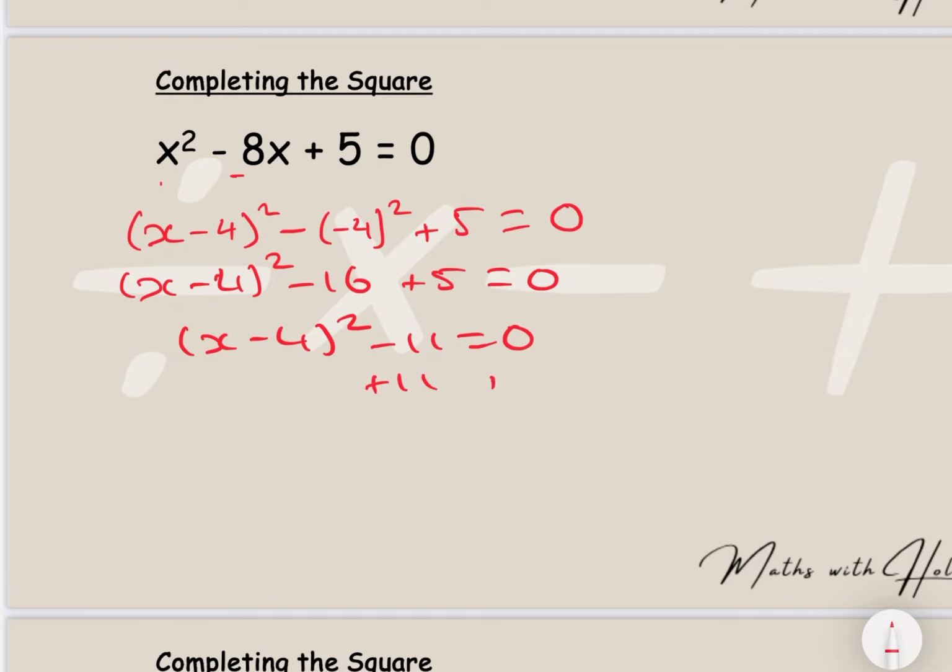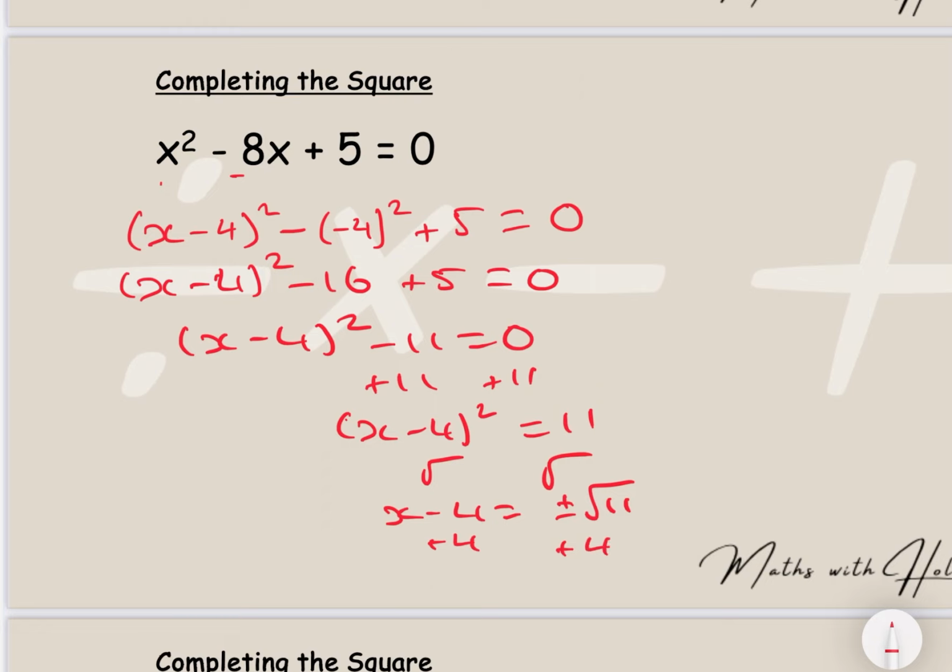Then I'm going to add 11 to both sides. x minus 4 squared is 11. Then square root both sides. So x minus 4 is plus or minus root 11. And then I'm going to add 4 to both sides. So my answer for this question is x equals 4 plus or minus root 11.